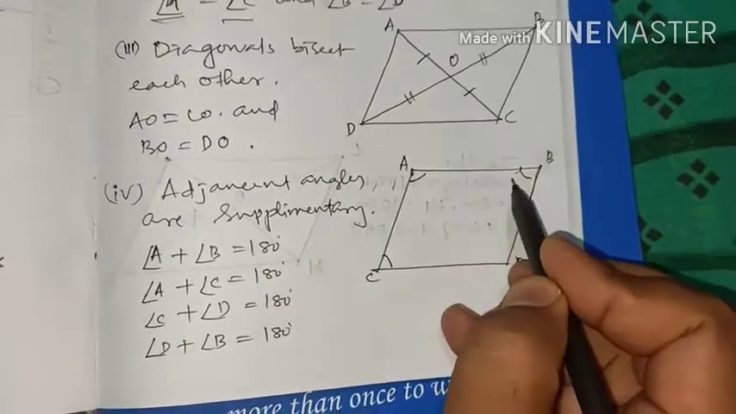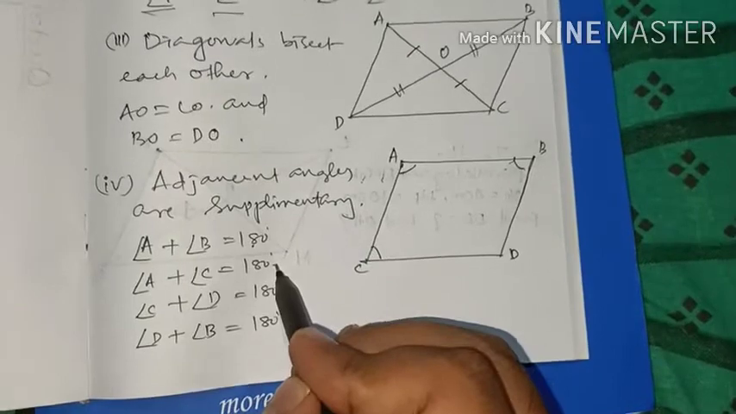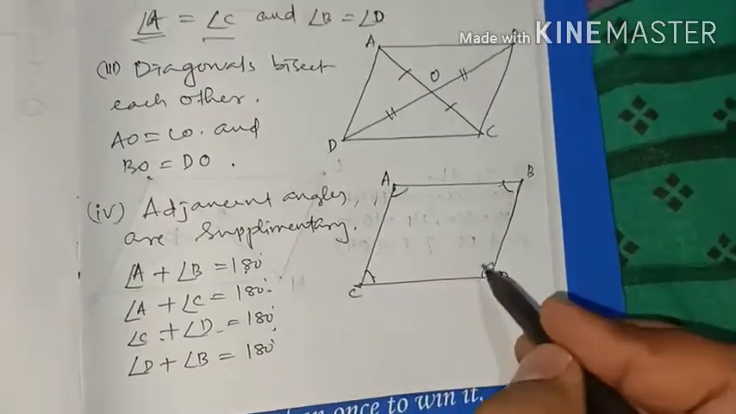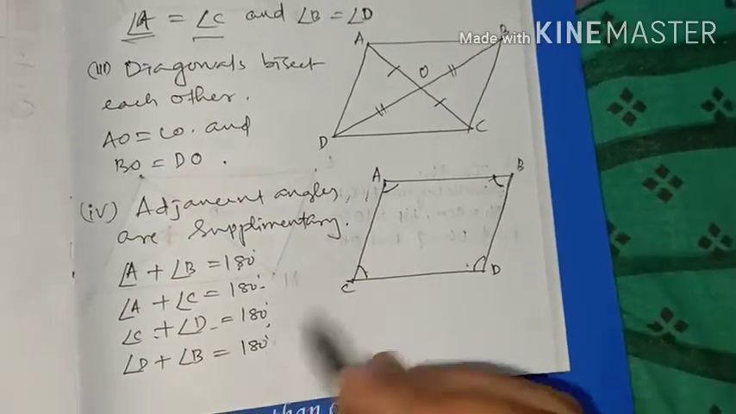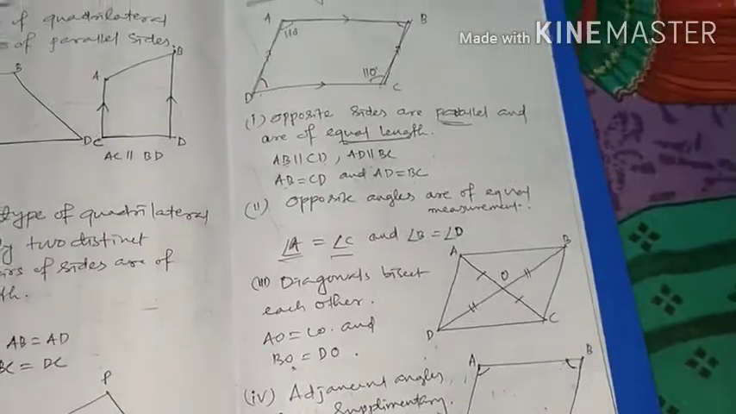So angle A plus angle B will be 180 degrees, and A plus D will also be 180 degrees. Right now, C and D are also supplementary, so C plus D is equal to 180 degrees, and D and B are also supplementary, so D plus B is equal to 180 degrees. In this way we can learn about the parallelogram.